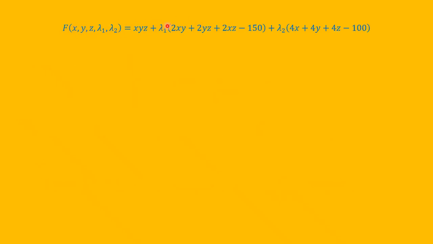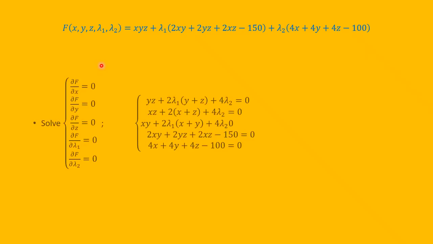Okay, so here's our function capital F, and what we need to look at is the equations where these partial derivatives all equal 0. Let's look at the first equation, partial of F with respect to x, and let's see how we got that. The partial derivative of this term with respect to x is just yz. The partial derivative of lambda 1 times this stuff, if you differentiate it with respect to x, you're just going to get lambda 1 times 2y plus 2z. And so we can write that as 2 lambda 1 times the quantity y plus z.